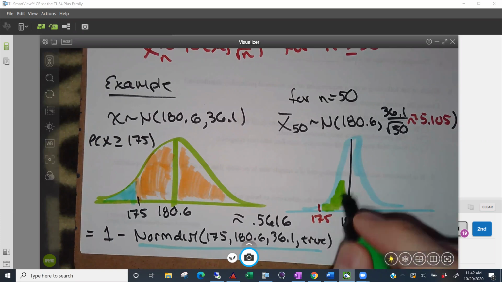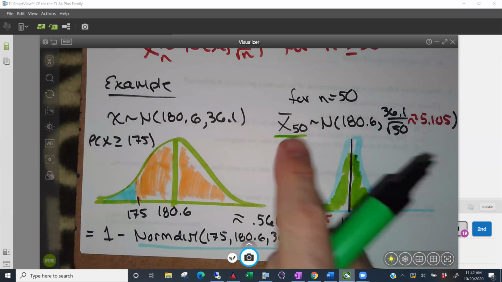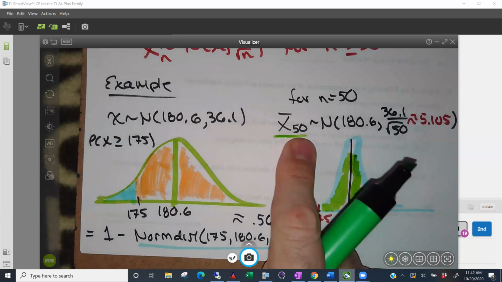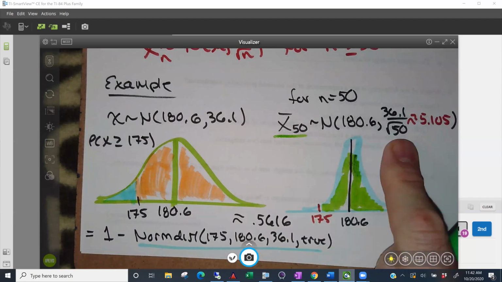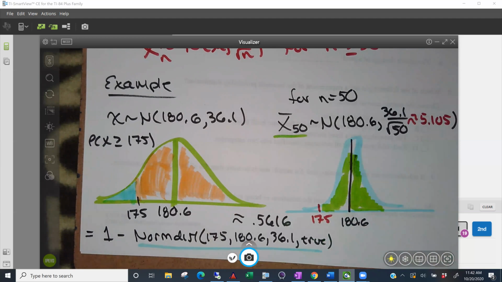The big thing to see, though, is that I'm working with a different distribution. Because I'm working with the sample mean for samples of size 50, that changes the shape of the curve that I've got here. Take the standard deviation from here, divided by the square root of the sample size.